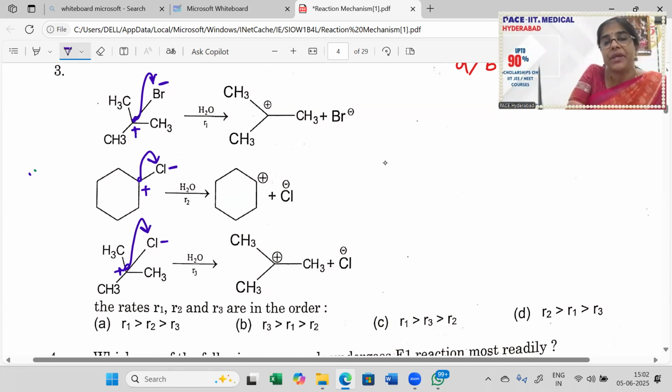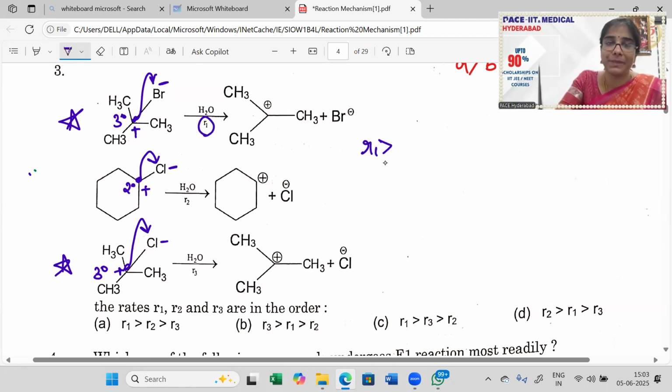So as you can see, this is my 3-degree carbocation on the bottom one, and the second one is my 2-degree carbocation, out of which 3 degree is better. In 3 degrees, you see which is better. Bromine is a better leaving group. Therefore, R1 is the best, then R3, then R2.